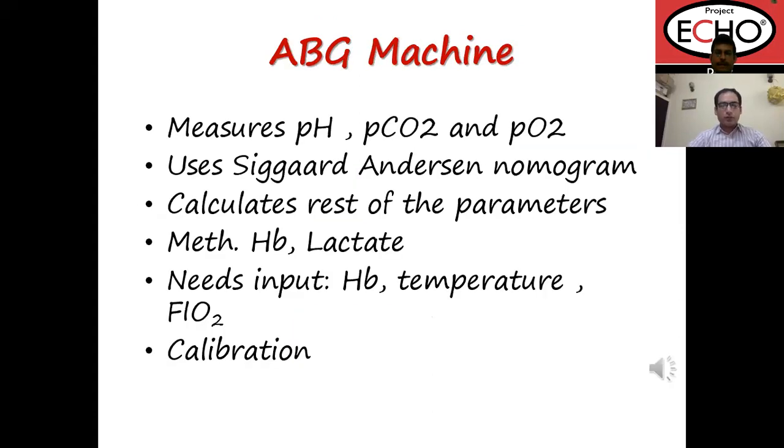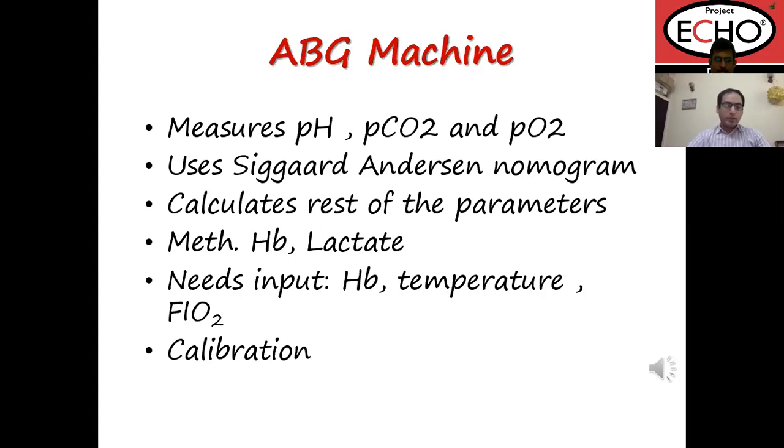So before knowing about the neonate, we should know something about the ABG machine. Normally, the ABG machine calculates only three things, that is pH, PCO2 and PO2. All other parameters are calculated from these three using the Siggaard-Andersen nomogram. In some machines these days, they also have the ability to calculate lactate and glucose, and some machines may also give you the value of methemoglobin.